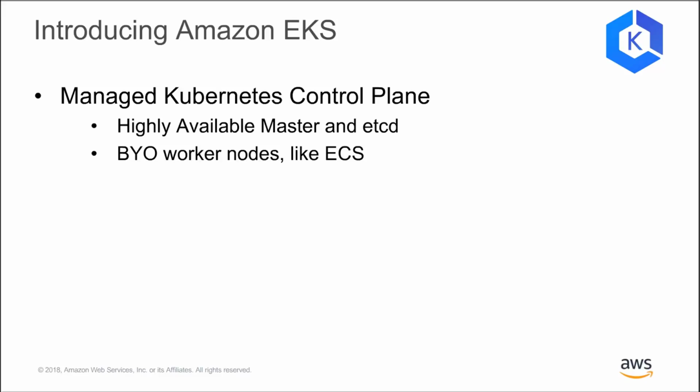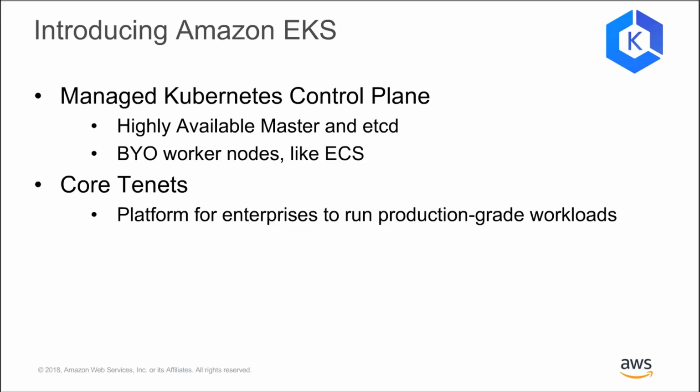Very much like ECS, which is the AWS managed container service as well, you bring your own worker nodes. Those worker nodes can then be attached to the control plane, and that constitutes your data plane, essentially where your containers are running. So a quick summary: Amazon EKS gives you a highly available control plane, and then you bring your data plane and attach it to the control plane, which constitutes your entire cluster.